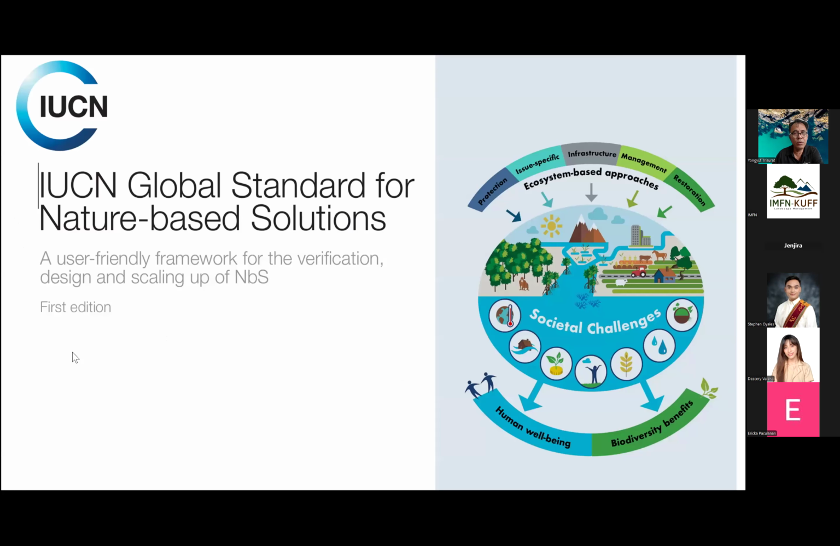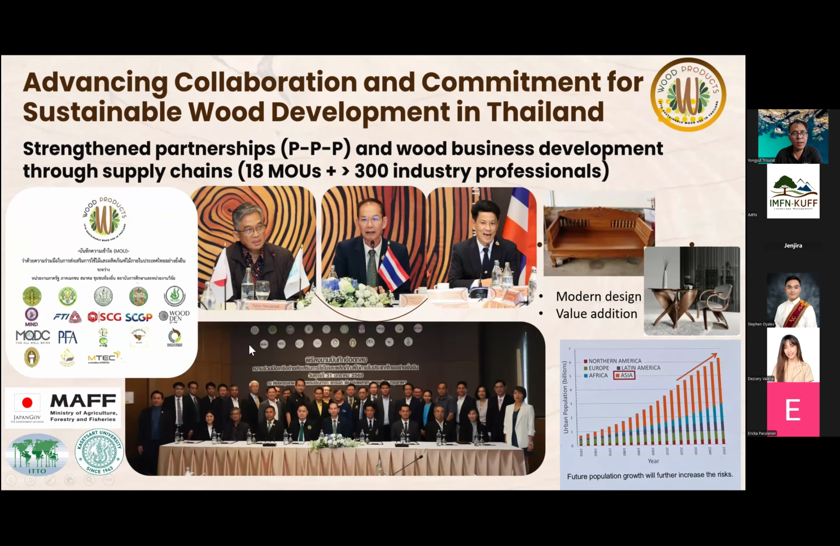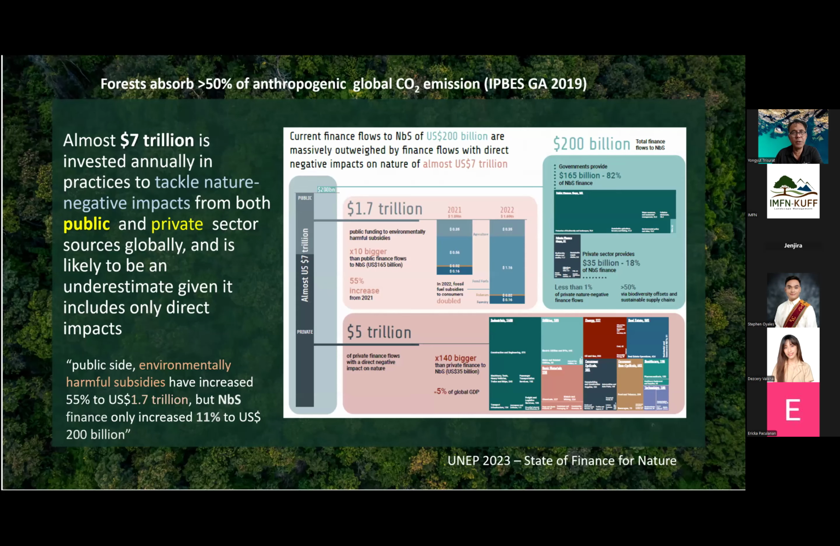If you still remember this graph, the government used to put a lot of money into energy, transportation, waste, and others. But right now they are turning to land use and land cover. Based on the recent analysis, nature-based solutions will cost only 30% of the others, but give very effective results from the implementation.